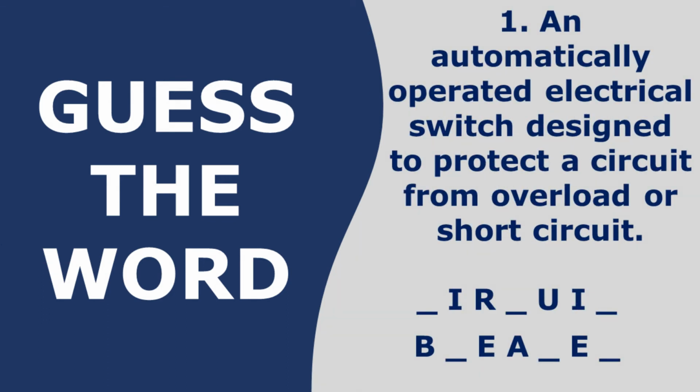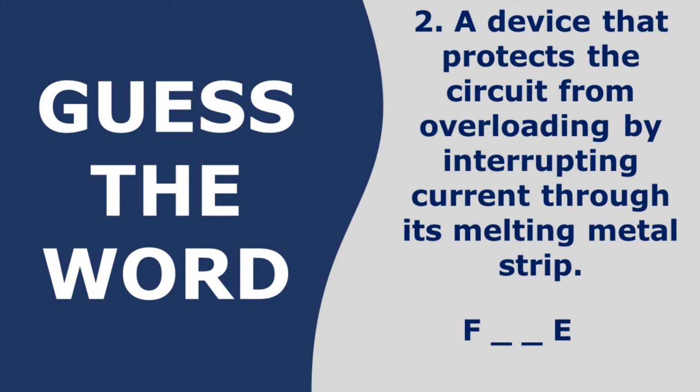Number 1. An automatically operated electrical switch designed to protect a circuit from overload or short circuit. Number 2. A device that protects the circuit from overloading by interrupting current through its melting metal strip.